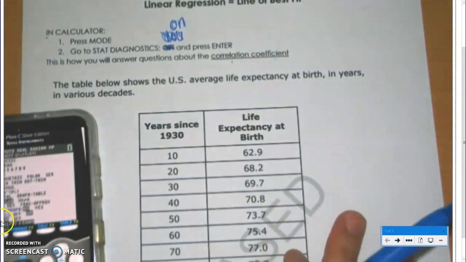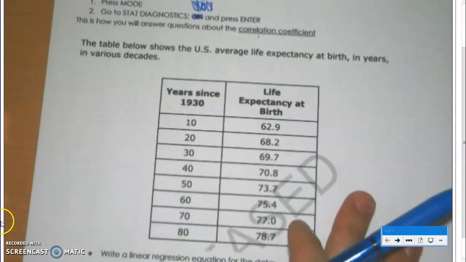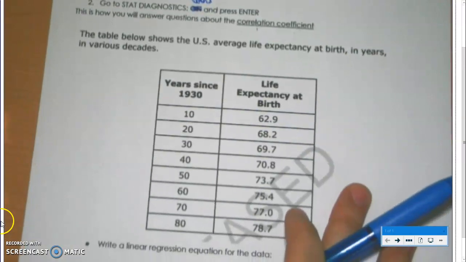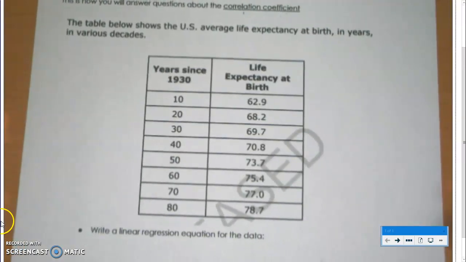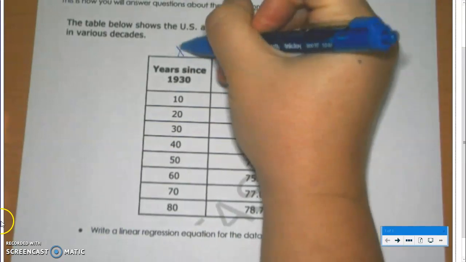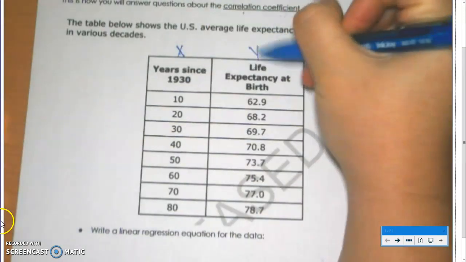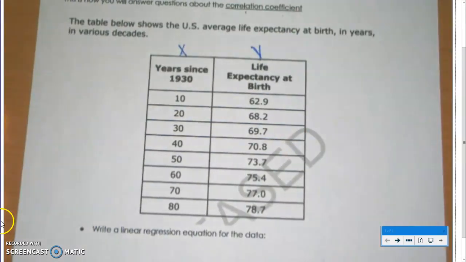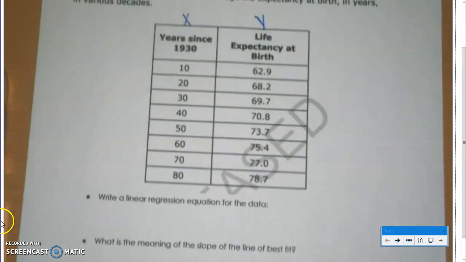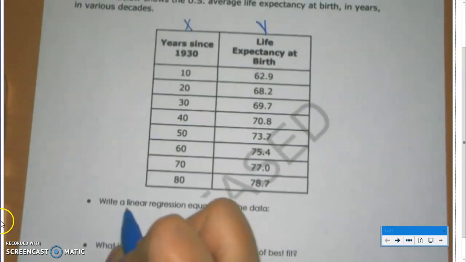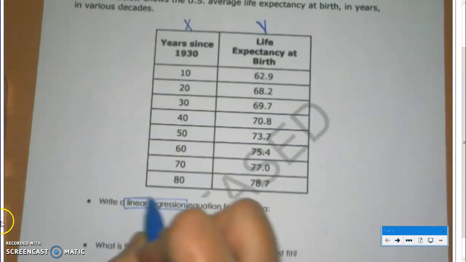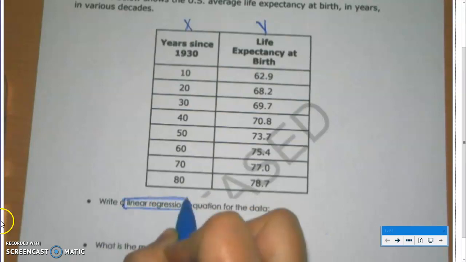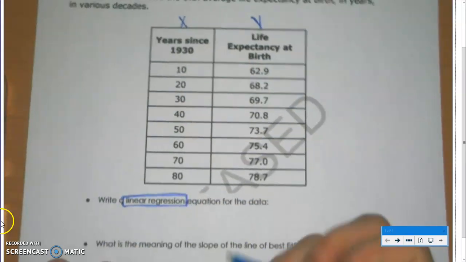All right, so the table below shows the U.S. average life expectancy at birth in years in various decades. So the X column represents the number of years since 1930. The Y column is how long each person is expected to live. So it says write a linear regression. So that means line of best fit. So we need to get it into the calculator. The calculator does the line of best fit for us.